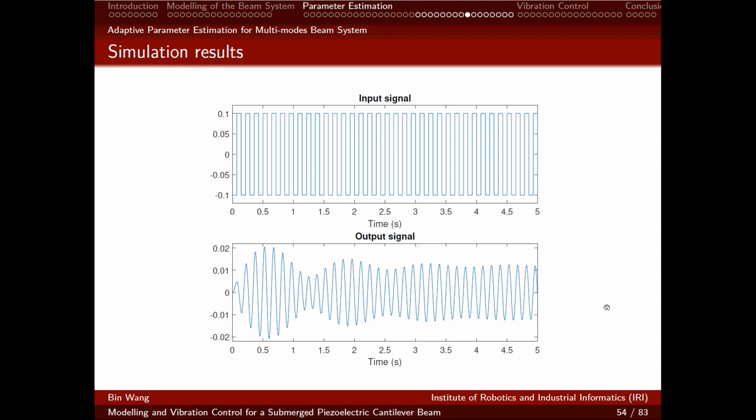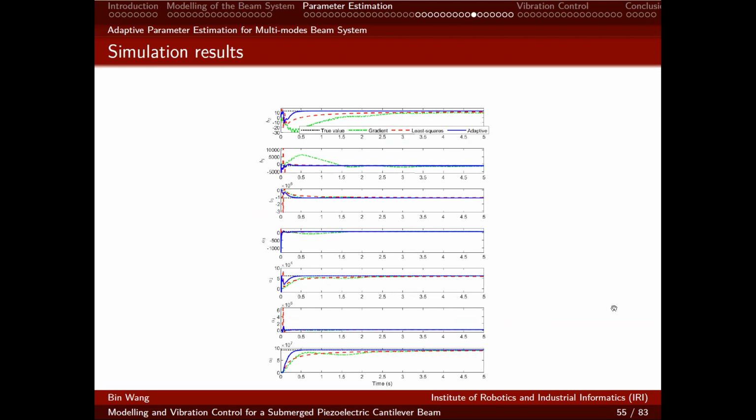And then we use the input signal and the output signal to estimate the parameters. We can see the parameters can be estimated. Of course, the parameters can also be estimated by using the gradient method or least squares. Here we compared our method to the other two methods. From this figure, we can see the response. Both the transient response and the steady response are better than the other two methods.